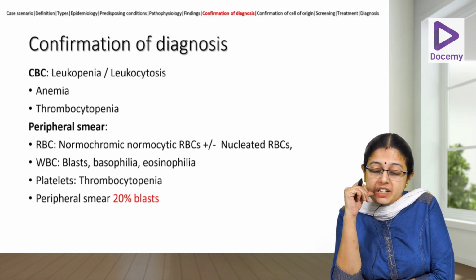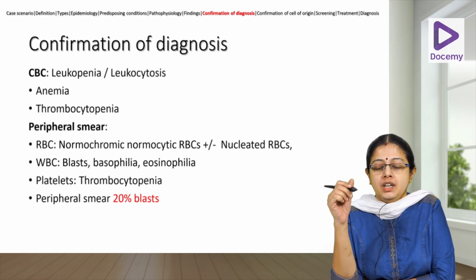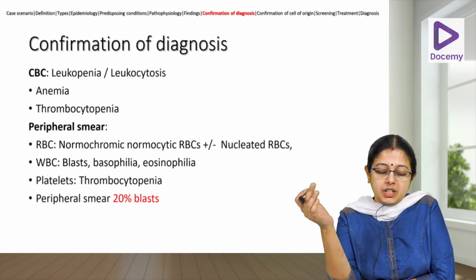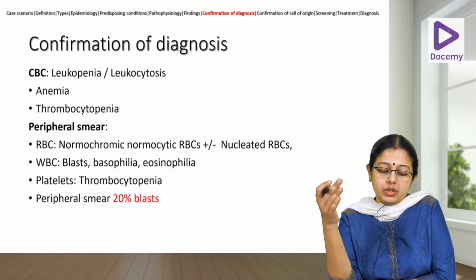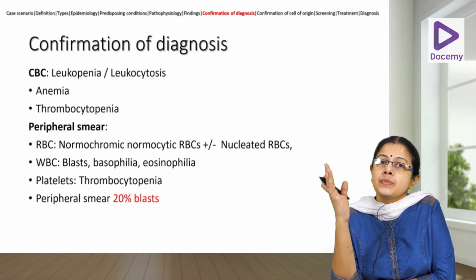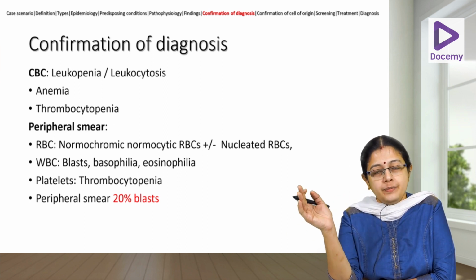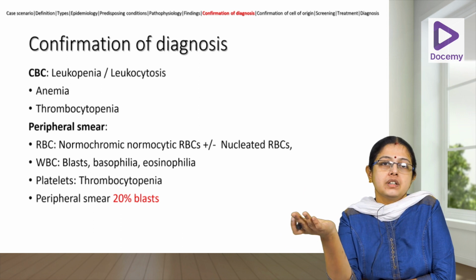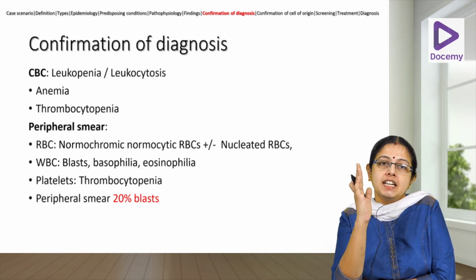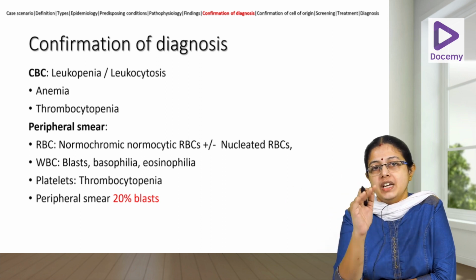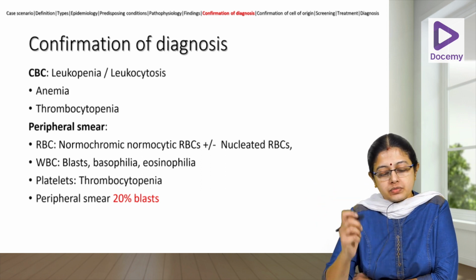So confirmation of diagnosis of leukemia would be by, you definitely need the complete blood count with the peripheral smear in the beginning. The patient could be having a leukocytosis or a leukopenia, either could be present, or even a normal count of WBCs. And the patient may or may not be having anemia. Thrombocytopenia also may or may not be evidently present.